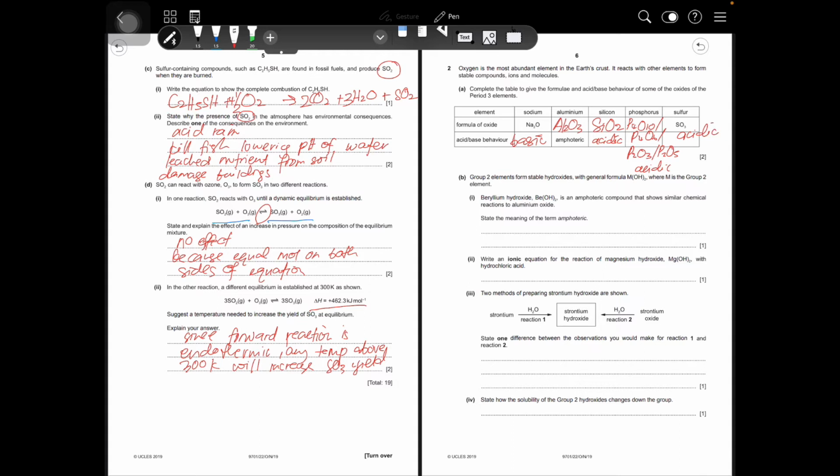Group 2 elements form stable hydroxides, where M is a group 2 element. Beryllium hydroxide is an amphoteric compound. So state the meaning of the term amphoteric. Amphoteric means it can react with both acid and base. Write an ionic equation for the reaction of magnesium hydroxide with hydrochloric acid. Magnesium hydroxide will react with hydrochloric acid to form magnesium chloride and also water. So this is just like an acid-base reaction.